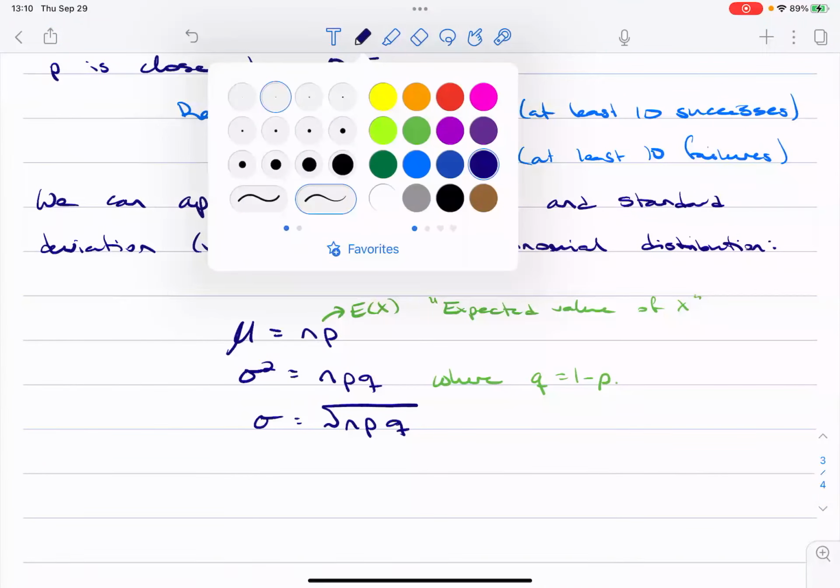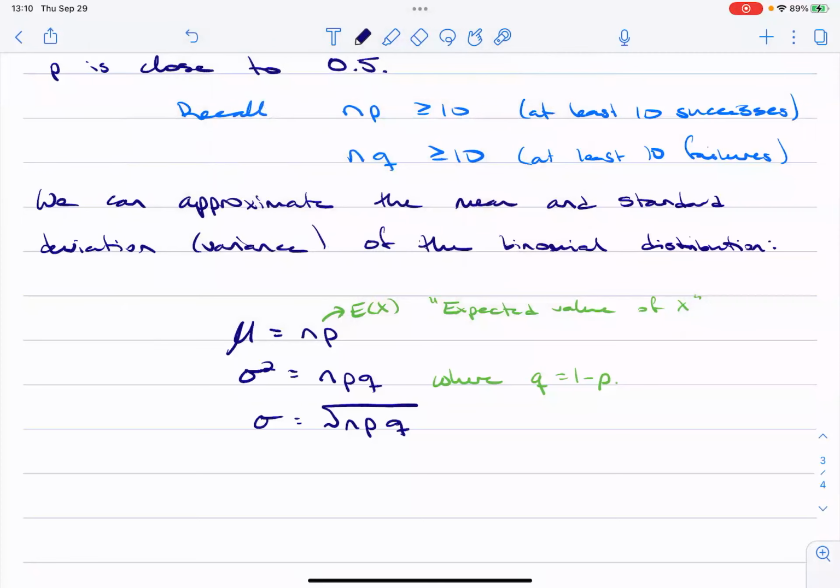Binomial situations, they happen a lot, and we can kind of make them happen a lot. So it's really useful to know your way around the binomial.